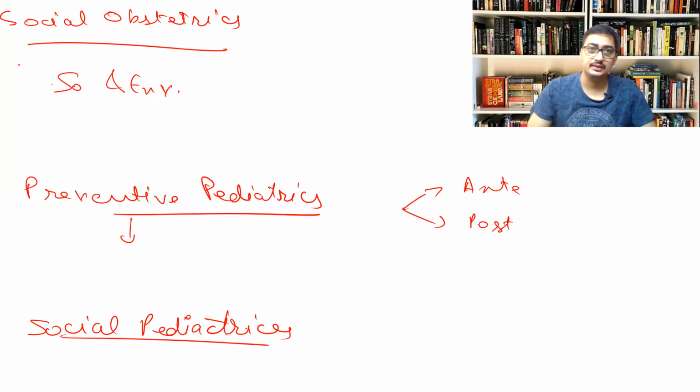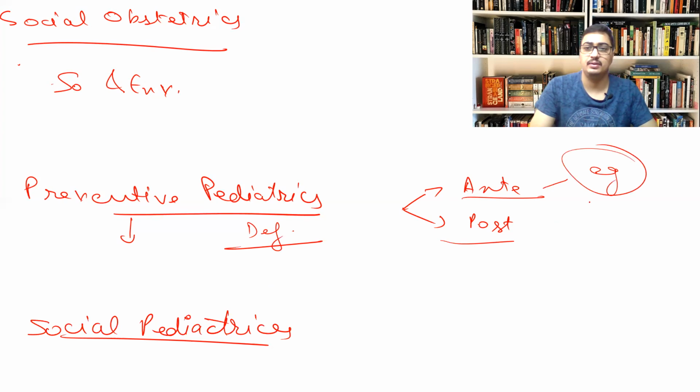So these terms, like for example, preventive pediatrics was asked once. So again, in order to answer such a question, first we have to define it. We will have to divide it into various types, antenatal or postnatal preventive pediatrics. Then we can give examples of antenatal and postnatal services where we screen, where we treat.